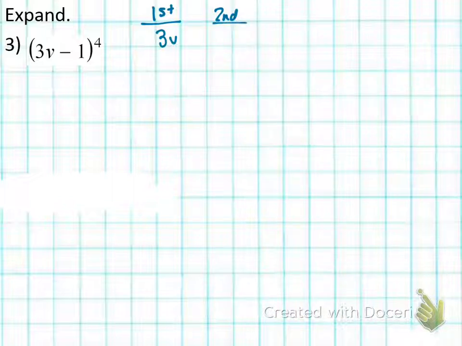So, what's our first term, everyone? 3v. You doing this? Ely? Yes. Thank you. What's our second term? Negative 1. Negative 1. What's our exponent? Okay, so 3v minus 1, all raised to the 4th power.